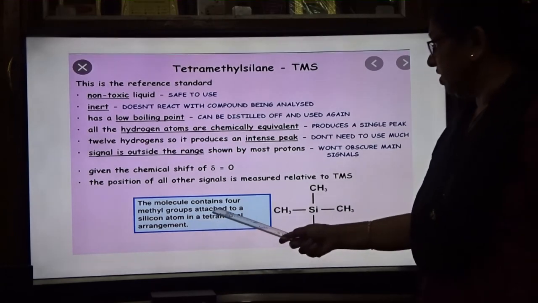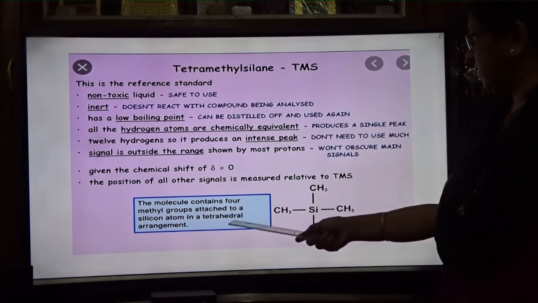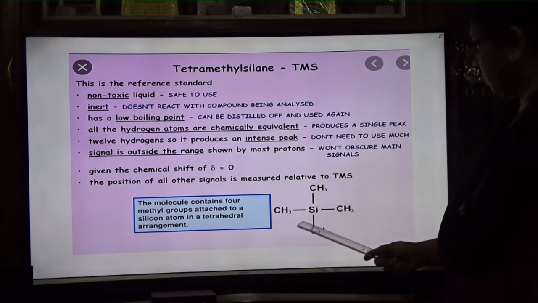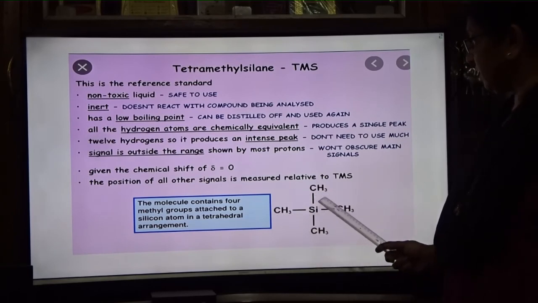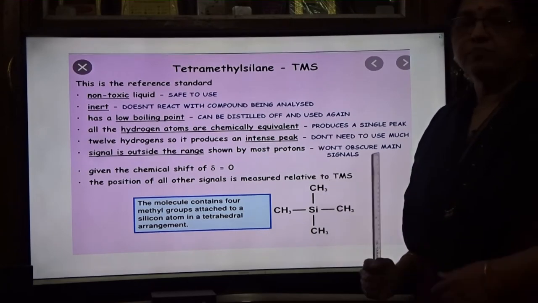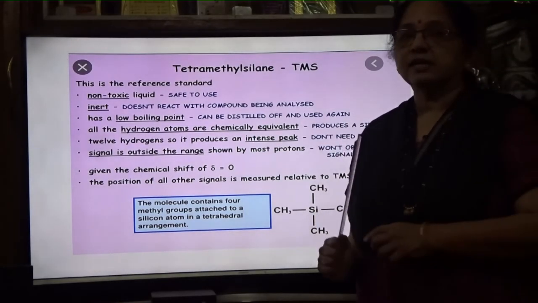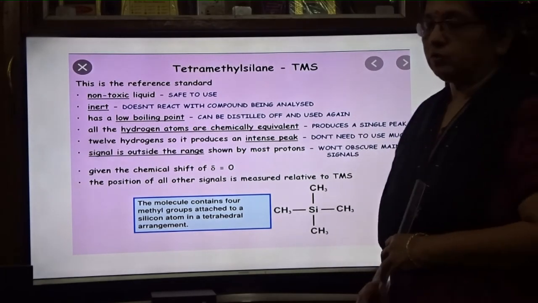The molecule contains 4 methyl groups attached to a silicon atom in a tetrahedral arrangement. Silicon is there, 4 methyl groups are there, 12 protons are there, and all these protons are equivalent, so it is giving a single signal in NMR spectroscopy.